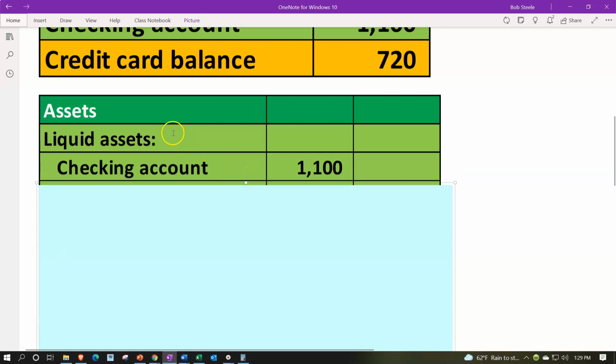So we have a colon indicating that that's going to be a subcategory, and then we're going to list our liquid assets typically by liquidity, meaning the most liquid assets up top. So even though, for example, the checking account might have less money in it than, say, the savings account or something like that, we want the checking account first generally, because that's the easiest thing for us to access. So we're going to say checking account. That was up top. We got the 1,100.